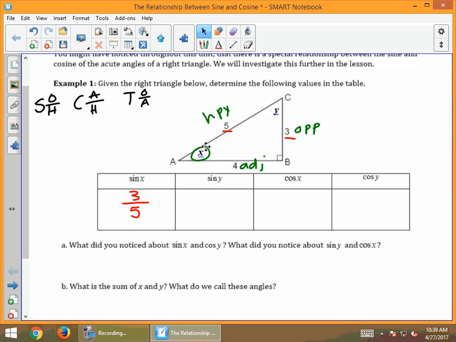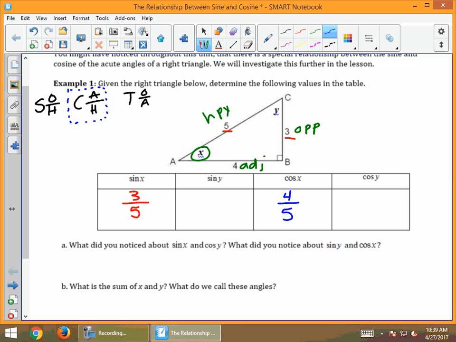We're going to find the cosine of x. We already have everything labeled with that angle. So to find the cosine of x, cosine is adjacent over hypotenuse. Well, our adjacent is 4, and our hypotenuse is 5. So the cosine of x is 4 over 5. And always double check, you can't simplify those fractions. So always simplify if you can. In this case, we can't.